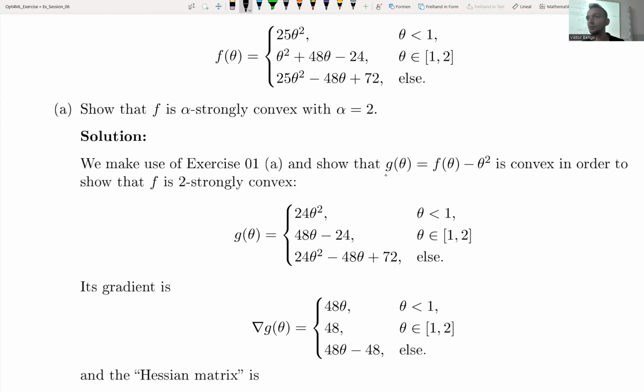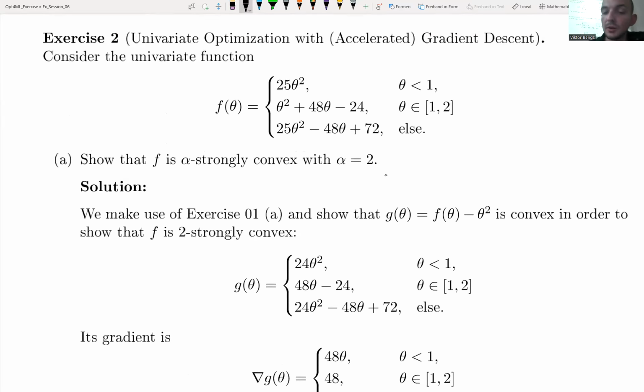How do we do this? We compute the Hessian matrix, the most straightforward approach. Let's have a look first at what this g function looks like. We have to subtract from f every time theta squared. Doing it in the first case, we get 24 theta squared. In the second case, where theta is between 1 and 2, the theta squared is gone, only the linear and the constant term remain. Third case, well, you already know what happens. The 25 turns into the 24 for the term of order 2.